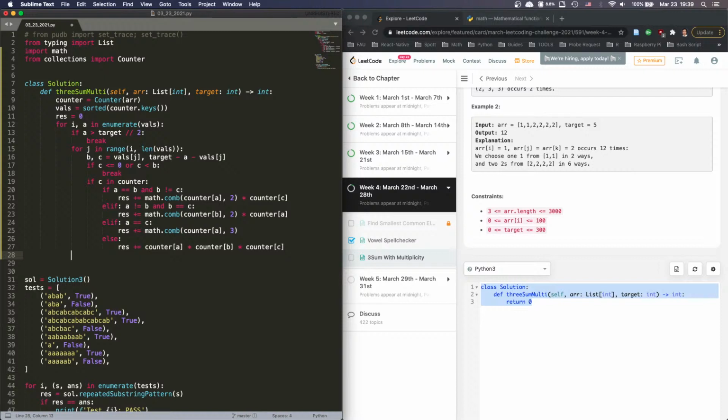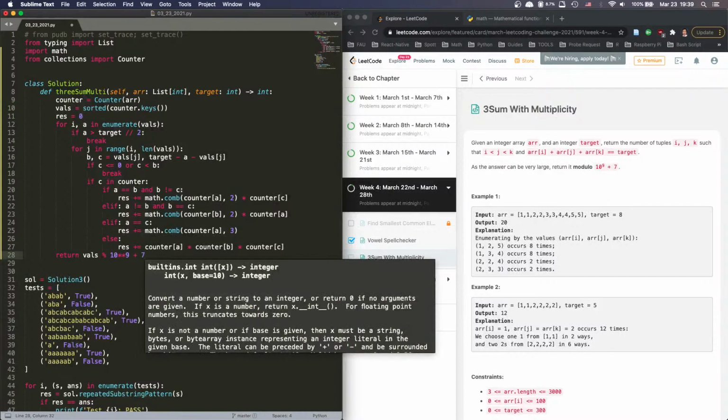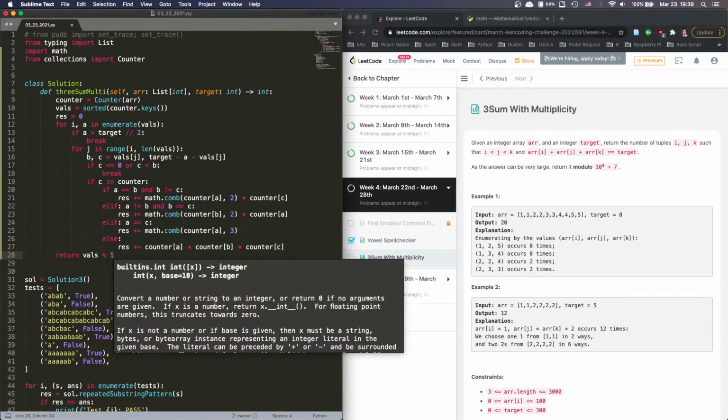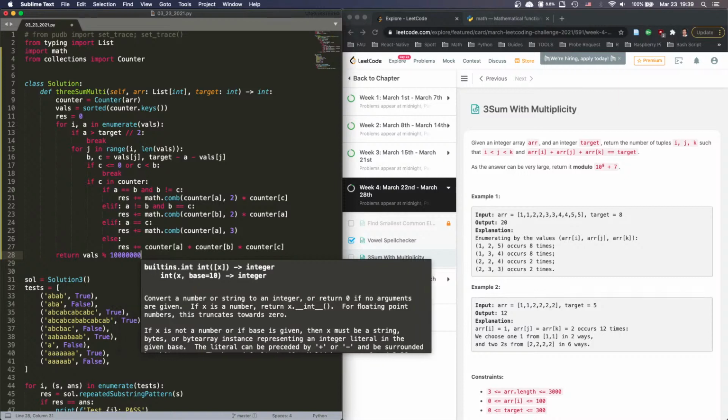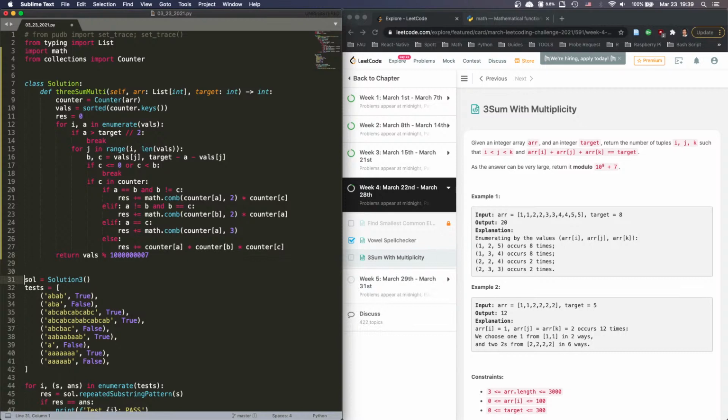And eventually we're going to return vowels and then do 10 to the 9th plus 7. Actually, let's just write it out: 1, 2, 3, 4, 5, 6, 7, 8, 9. All right, so that is our solution.